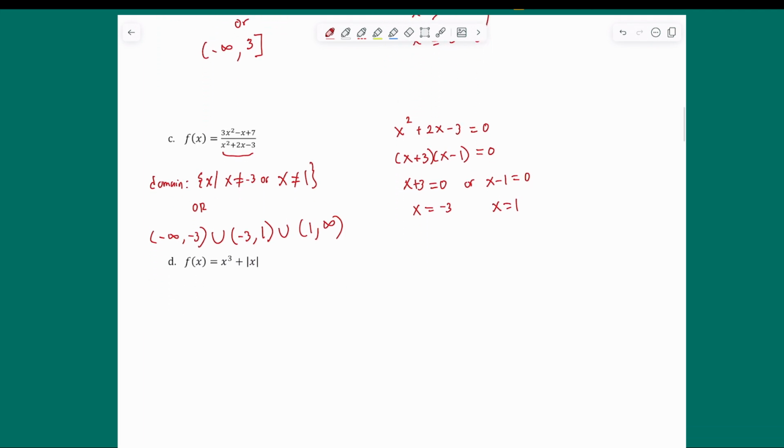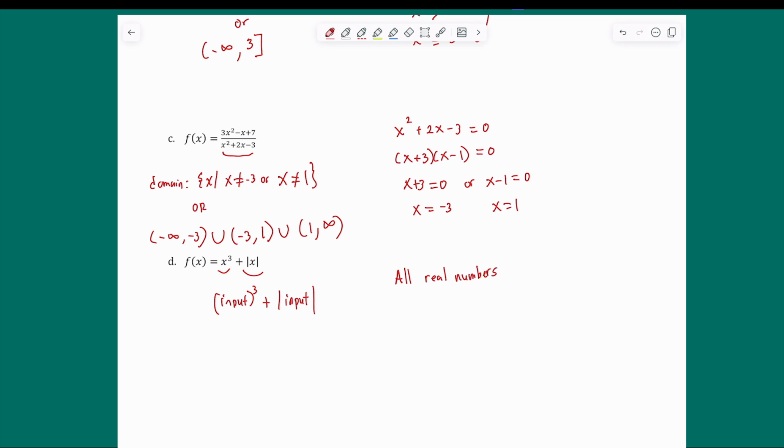Part D here. Here we don't have a fraction. We don't have square roots. We have an x cubed term, or power function if you want, and the absolute value function. And there you're not going to run into the issue of taking the square root of a negative number or dividing by 0. Basically, any input you get, you're going to get the input raised to the third power plus the absolute value of the input, and then you're adding those values together. Nothing could go wrong here. You're always going to get a real number out of it, and everything's well defined. So in this case, the domain is all real numbers.